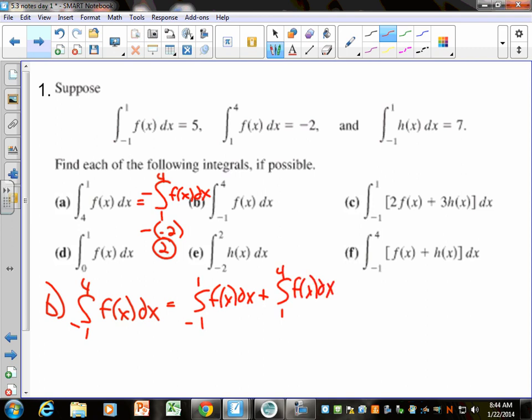And because there's not a gap here where this one stops, this one starts, we can just add those two values together. We're not graphing. We don't know what we're graphing. We're just using the values that they give us. So we can say 5 plus -2 should be an answer of 3. Questions about this?